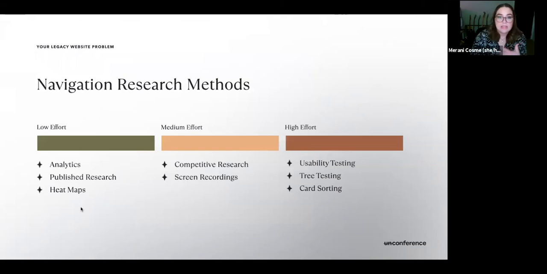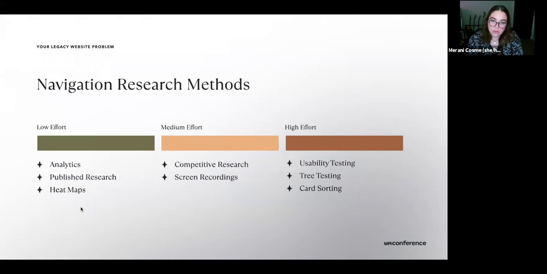So again, taking into consideration our levels of effort legend, let's start exploring what research methods we can use to evaluate our navigation. Starting with our low effort, you could look at your site's analytics. Your site's analytics will give you great insight on issues you might be having in your navigation by looking at things like time on page, pages per session, goal completion rates, or page popularity.